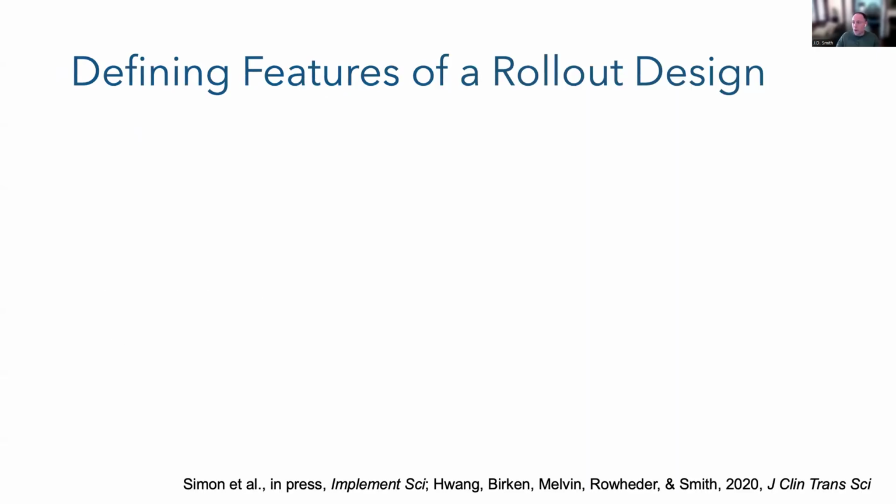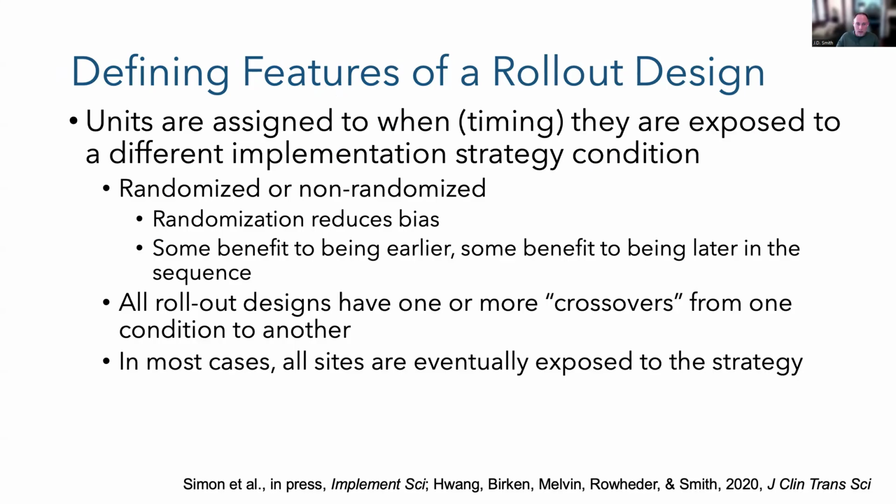So the defining features of a rollout, again, this is going to be very similar to the stepped wedge, but units are assigned to when, the timing at which they are exposed to a different implementation strategy condition or the introduction of a new evidence-based intervention. You still have randomized or non-randomized trial variants of each of these that we'll talk about. And in true form of any scenario, randomization reduces potential sources of bias. It doesn't eliminate all of them, but it does help. There is benefit to going earlier and going later in the sequence of a rollout design.